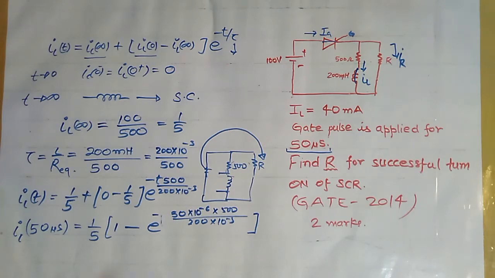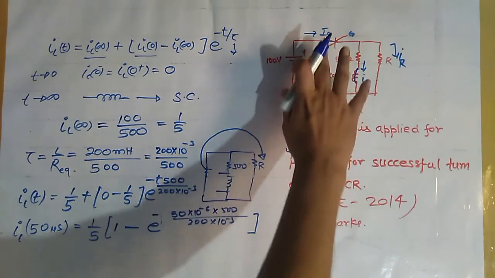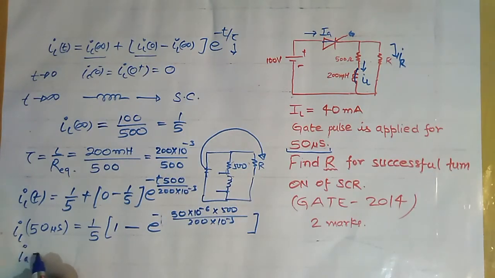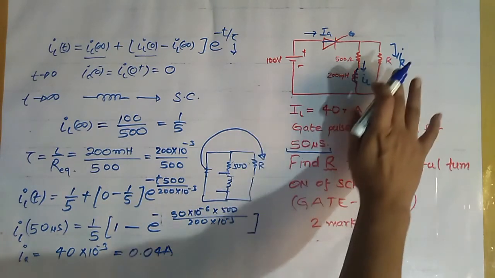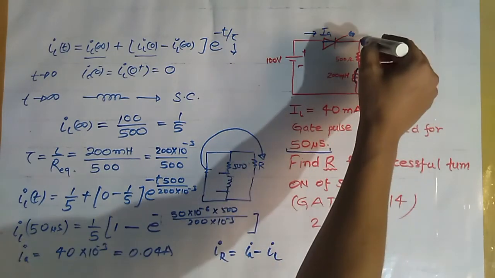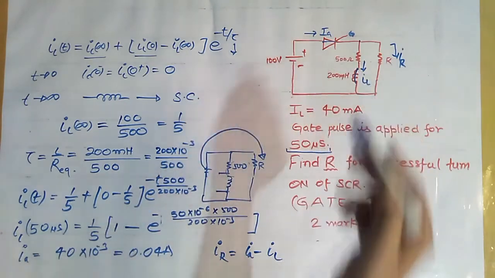Now we know that anode current at 50 microsecond is equals to latching current, because during this time this anode current has reached the value latching current. So IA is equals to, what is latching current? That is equals to 40 into 10 to the power minus 3, that is equals to 0.04 ampere. Okay, now what is current through this resistance? So IR is simply equals to IA minus this IL. Apply KCL at this node, we get IR is equals to IA minus IL.